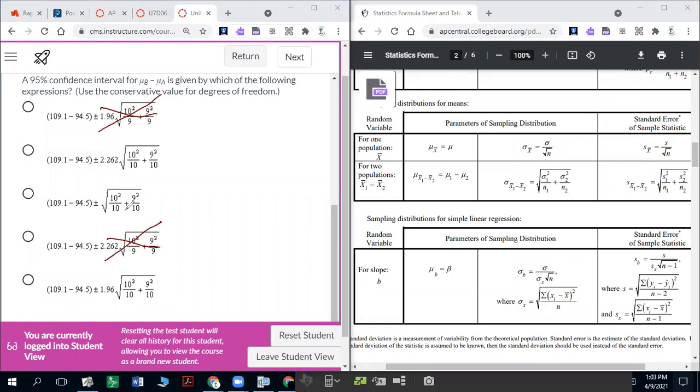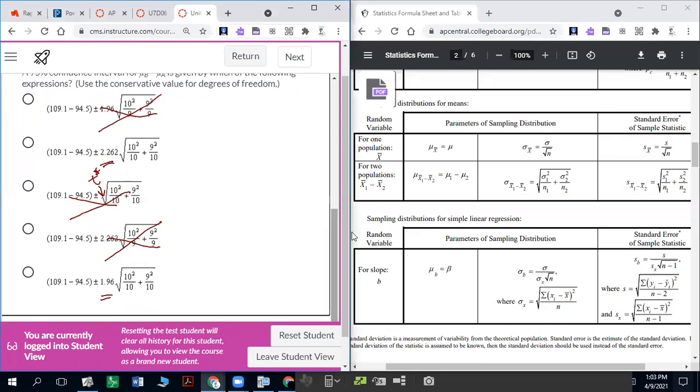Now let's look at these 3 here. This one doesn't even have a T star, right? So that's problematic. We have to have a number in front of those because it's the difference in the means plus or minus the critical value times the standard error. Well, we don't have the critical value here, so we can get rid of that. So now we can narrow it down to these 2, and they're identical except for this number, right?